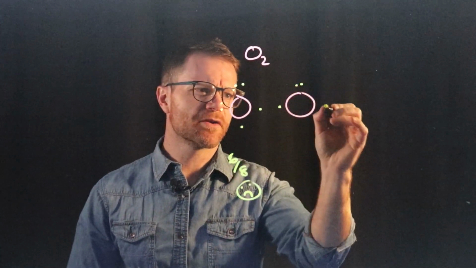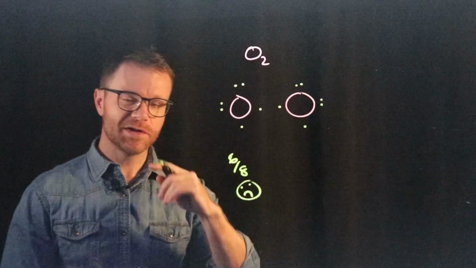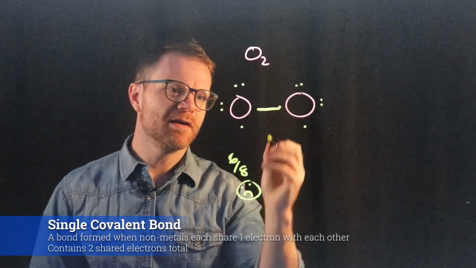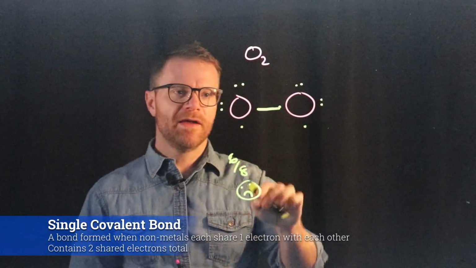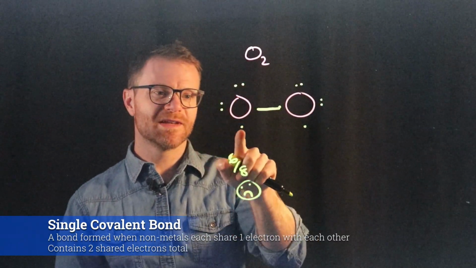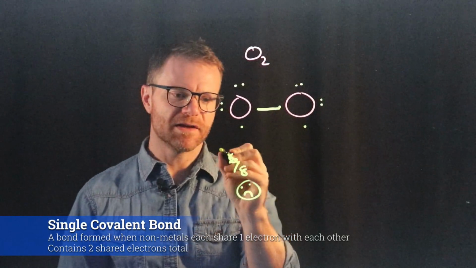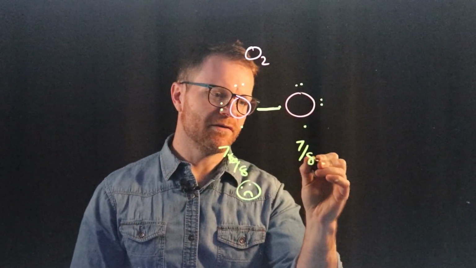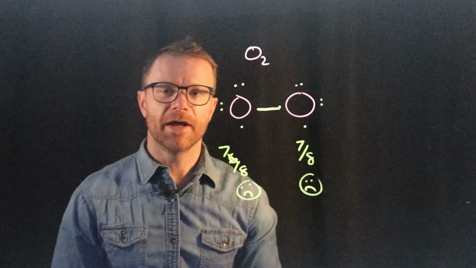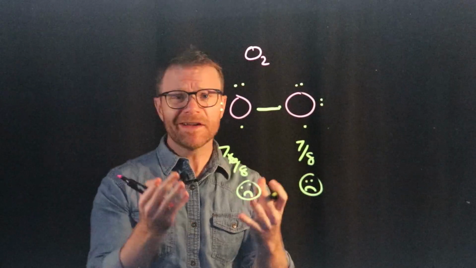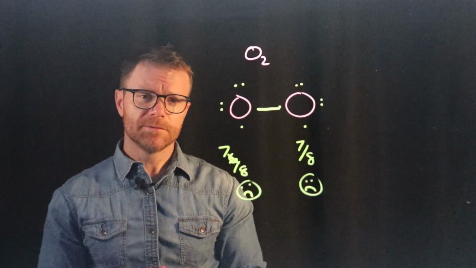So let's see what that looks like right now. We've got our 2 oxygens. I've got their single electrons facing each other. They form a bond. And now the bond counts as 2. This oxygen here has 2, 4, 6, 7 out of 8 valence electrons and is still unhappy. And so does this one over here, 7 out of 8 valence electrons, unhappy. So O2 doesn't appear to be a stable molecule.